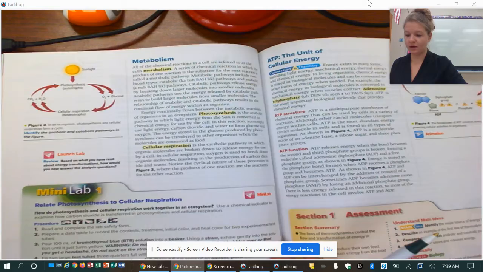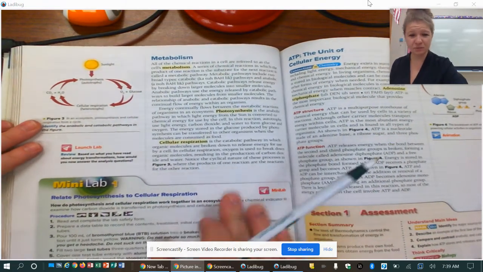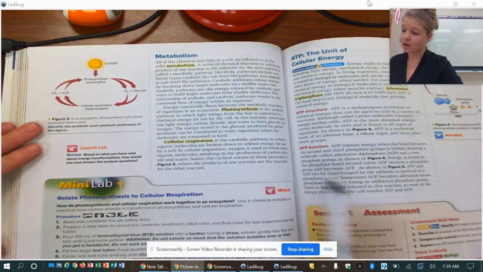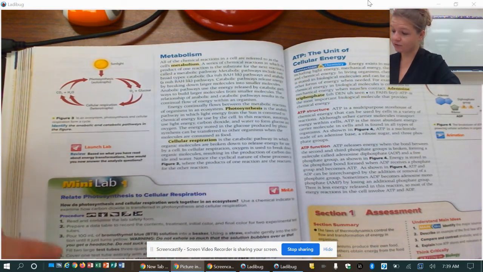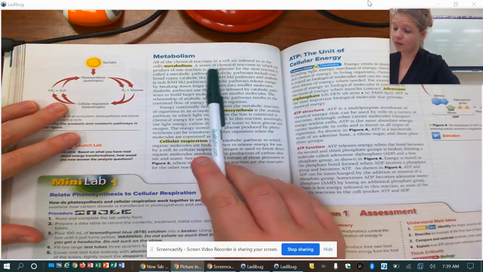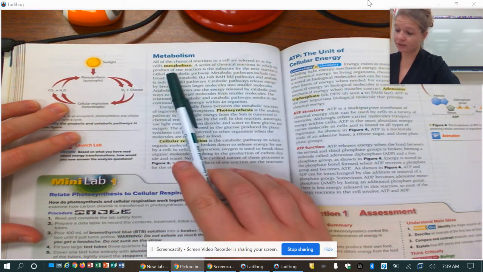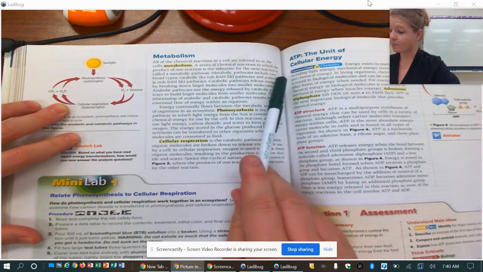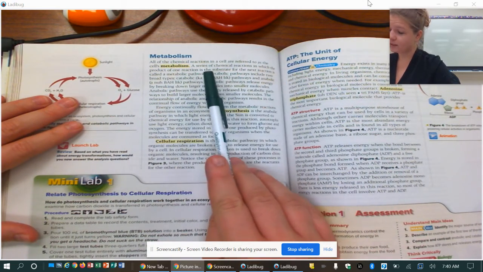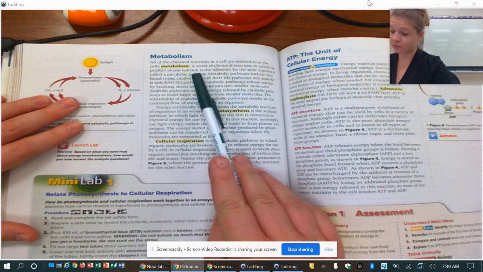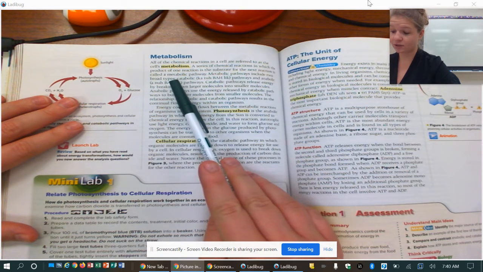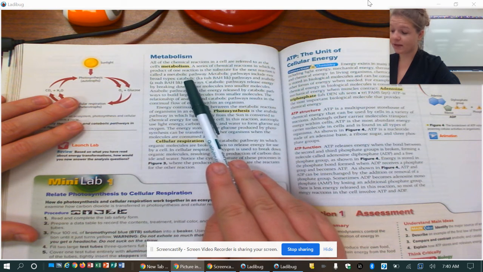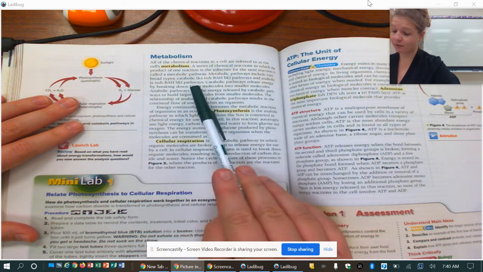Metabolism. Hopefully, you should be thinking about times that you've heard this word before and what it means to you. But let's read. All of the chemical reactions in a cell are referred to as the cell's metabolism, a series of chemical reactions in which the product of one reaction is the substrate for the next reaction. So it's like a chain that keeps going. A series of chemical reactions in which the product of one reaction is the substrate for the next reaction is called a metabolic pathway. Metabolic pathways include two broad types, catabolic pathways and anabolic pathways.